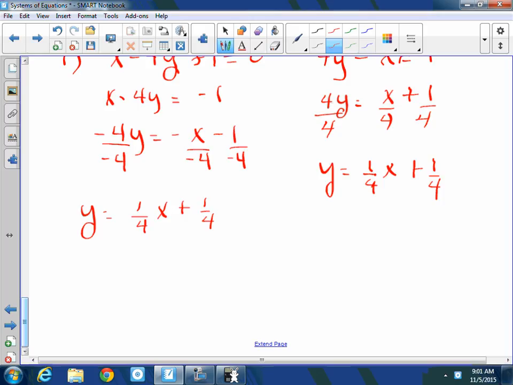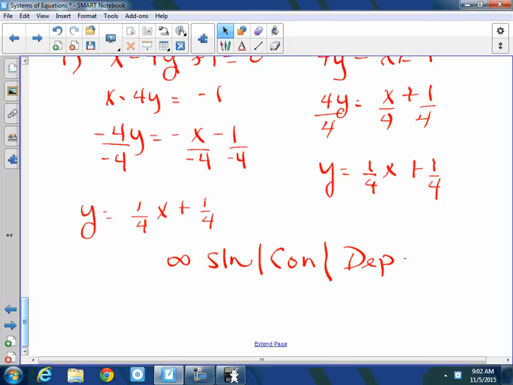How many solutions? Okay, so the infinite amount of solutions, very good. And then consistent or inconsistent? And dependent or independent? Very good. All right, good job. All right, ready for box challenge?